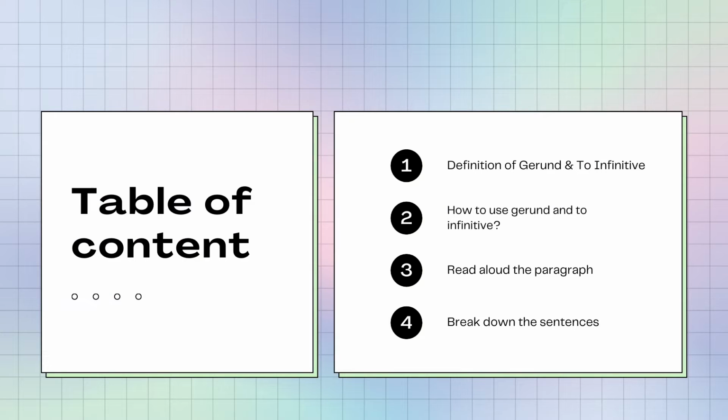Now we want to tell you about the table of contents of our material. Number 1 is the definition of gerund and to infinitive. Number 2 is how to use gerund and to infinitive. Number 3 is read aloud the paragraph. And then number 4, break down the sentences. So without further ado, let's get started.